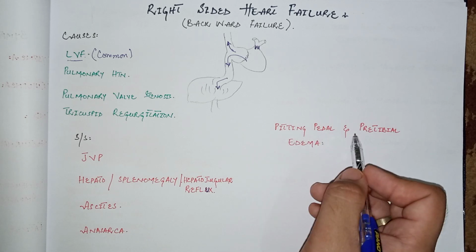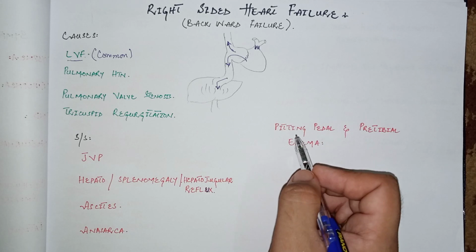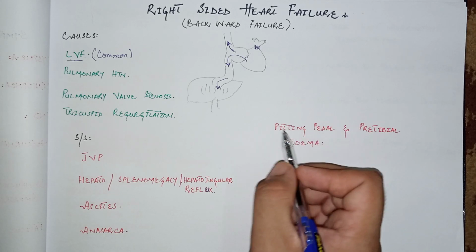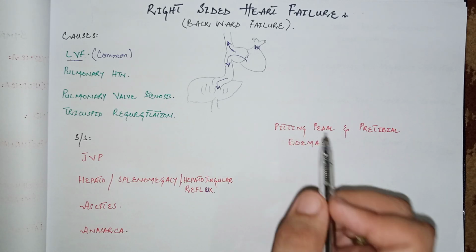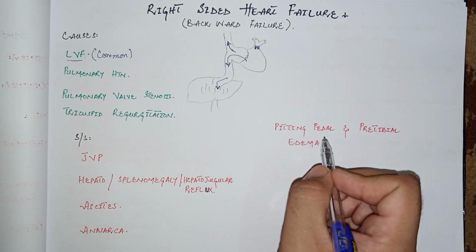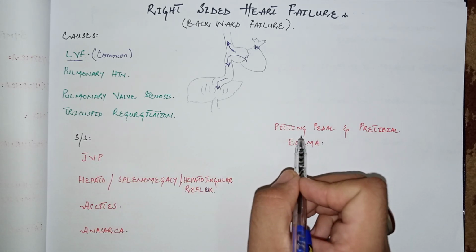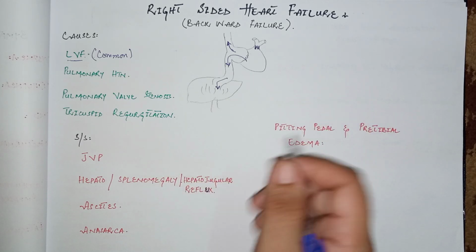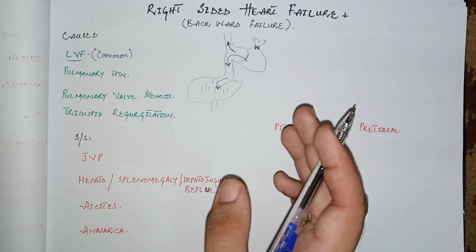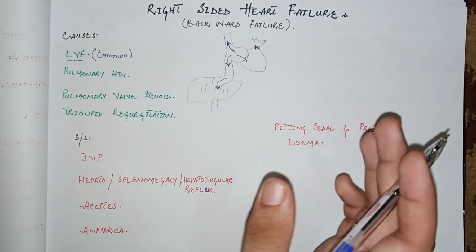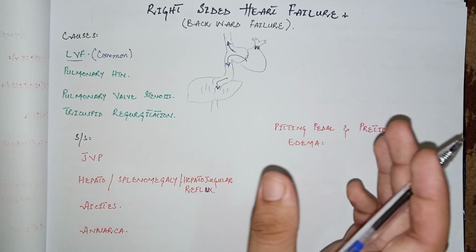Also the pitting pedal and pre-tibial edema is an important feature, but it is a non-specific feature because it also develops in nephrotic syndrome and liver problems. But this edema is dependent. When the patient is in the upright or standing position, this edema is in the feet. But when the patient is lying flat, this edema shifts to the back side of the patient, and it is pitting edema. So these are the features of right-sided heart failure. If the patient has developed right-sided heart failure as well as left-sided heart failure, this is called biventricular failure, and this is also called congestive cardiac failure.